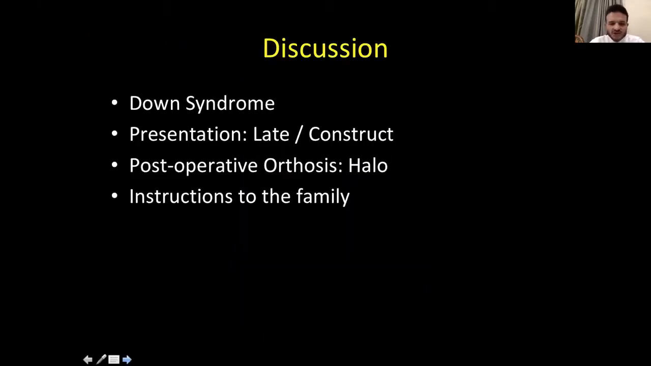So I searched the literature and started thinking, what is the issue? Is it a Down syndrome issue? Is it the late or chronic kind of presentation? Was my construct not very good? Should I have put the patient in a halo after surgery? And also instructions to the family. It turns out that when the patient is really neurologically bad and the mother is the caring person, she wants to sit her daughter up, she would lift her head by putting her hand and pulling her up. And that was poor instruction from my side, not to tell her not to do that.